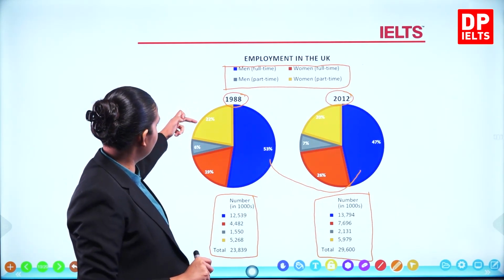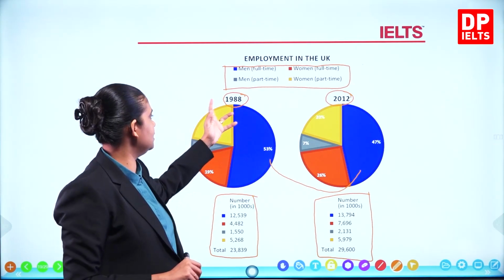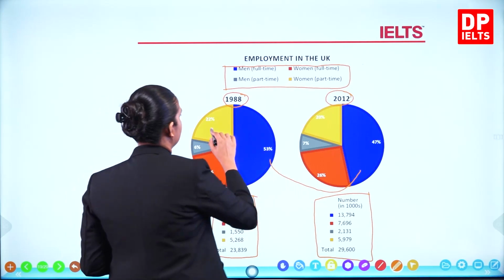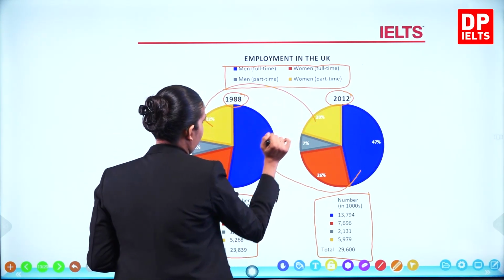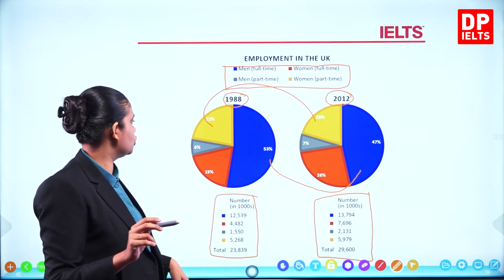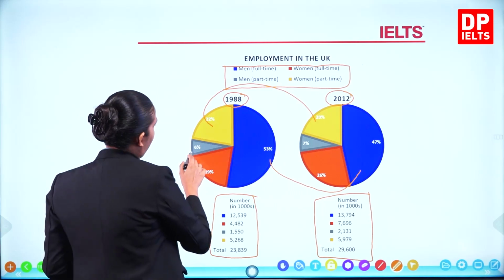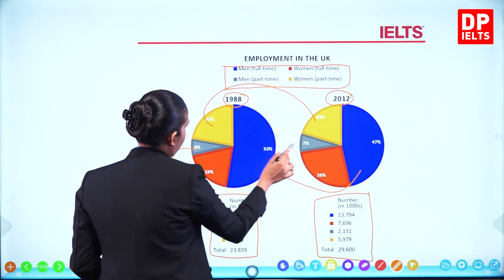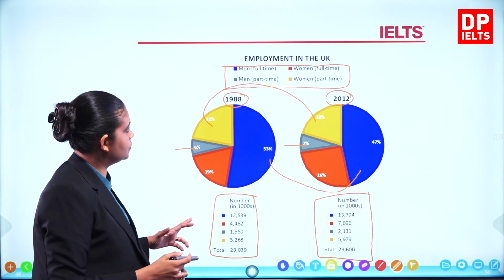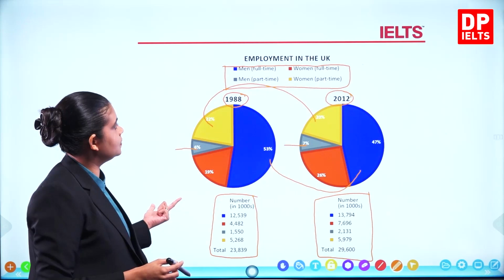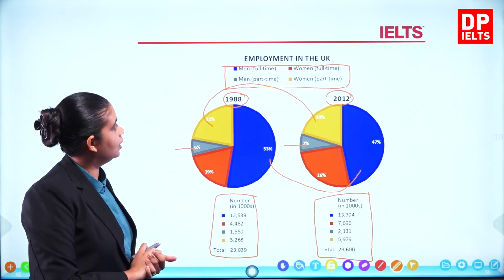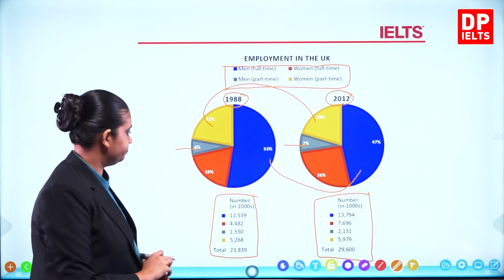Now, if you take women in part-time, 1988 to 2012, not much of a difference, just about 2% difference, and in terms of numbers, that's not that much. And if you take men in part-time, again not much of a difference, just 1% or 2%. So the significant difference was in terms of men and women working in full-time job opportunities.